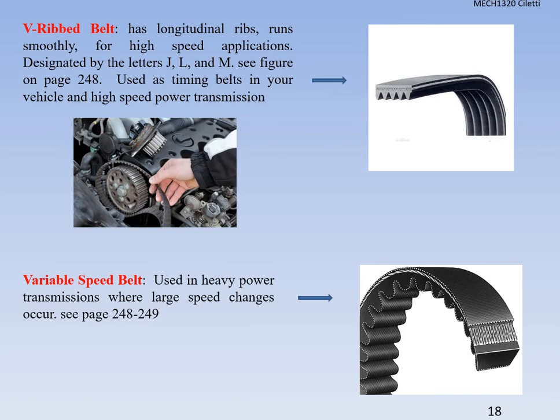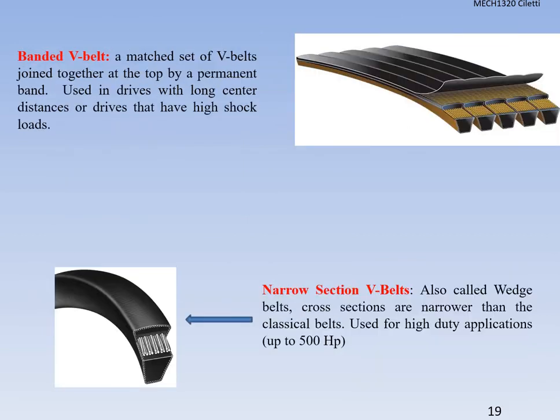You also can use a chain drive in your vehicle as well, all right, but you can use the V-ribbed belt as well, right? There's not going to be any slipping with that. Next, we have a variable speed belt, all right, so you can see how it's got those grooves in it, still being able to grip onto the sheaves. All right, so we use those in heavy power transmission where speed changes occur. All right, so we might have some variable speed stuff going on there. You can see more about that belt on page 248 and 249 in the text as well.